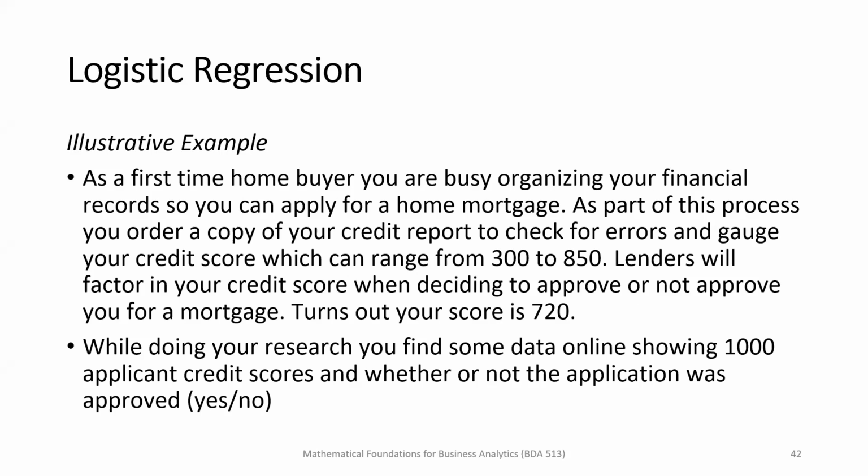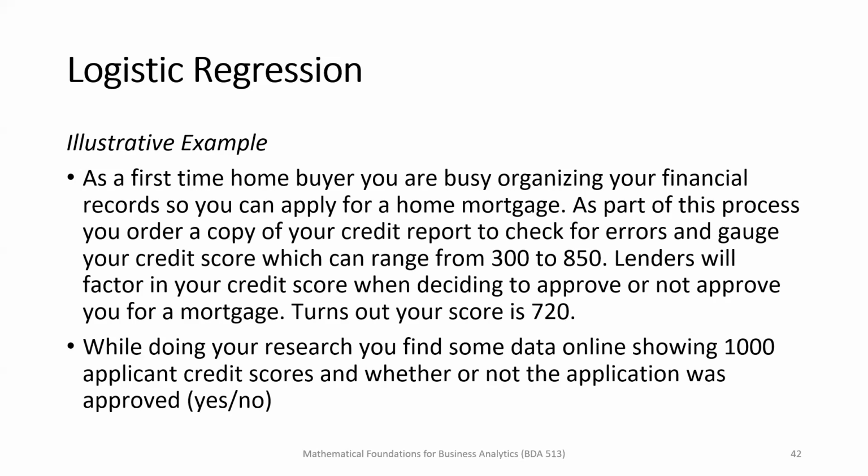As a first-time home buyer, you are busy organizing your financial records so that you can apply for a home mortgage. As part of the process, you order a copy of your credit report to check for errors and gauge your credit score, which can range from, let's say, 300 to 850. Lenders will factor in your credit score when deciding to approve or not to approve your mortgage. It turns out that your score is 720.